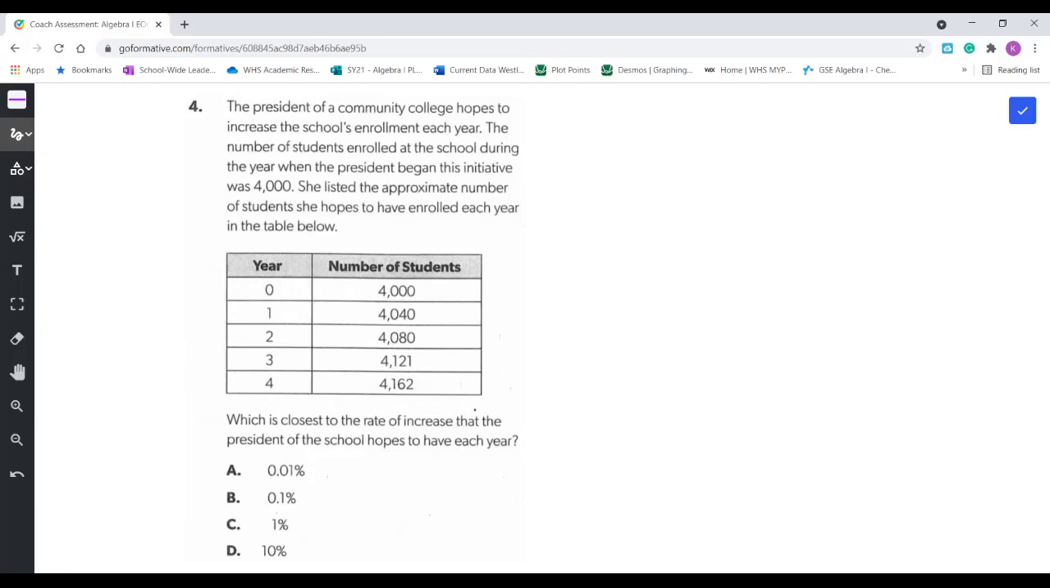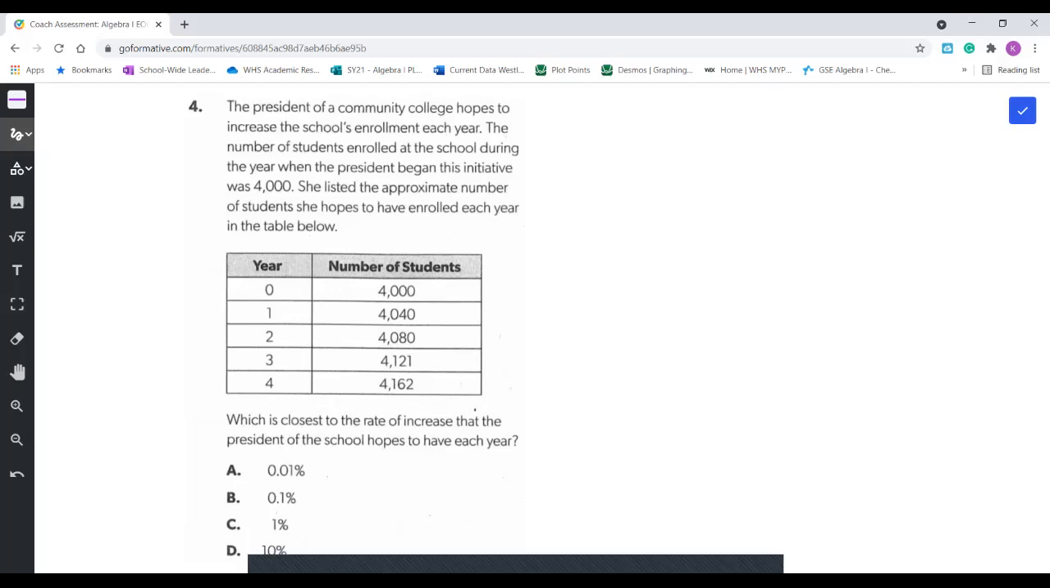She listed the approximate number of students she hopes to have enrolled each year in the table below. So the question on the floor is, which is the closest to the rate of increase that the president of the school hopes to have each year?